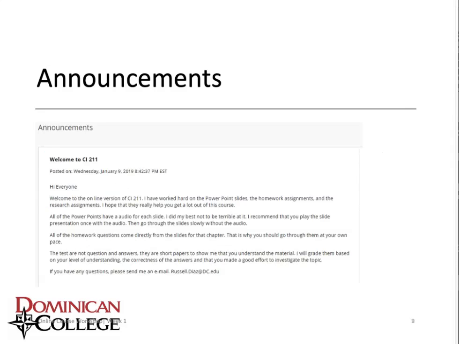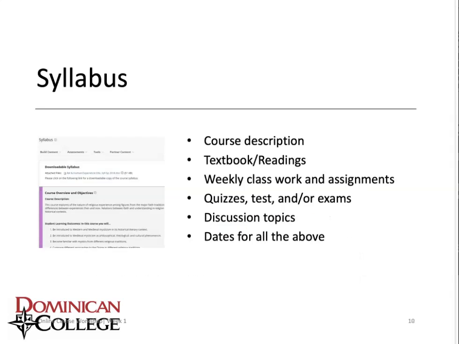We'll look at the announcements page where you can type any kind of announcement. It will be sent out to all of your students that are enrolled in the class. On the syllabus tab, you'll post your syllabus. We like to have it as a downloadable Word file or PDF. You can also include all the information on that page too, including the course description, the textbook they'll need, weekly class work and assignments, discussion topics, and dates for all of the above. Those should definitely be in the downloadable syllabus, but they can also be just right on the page as well.